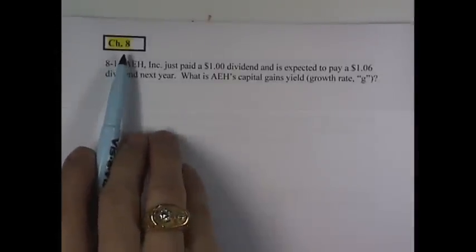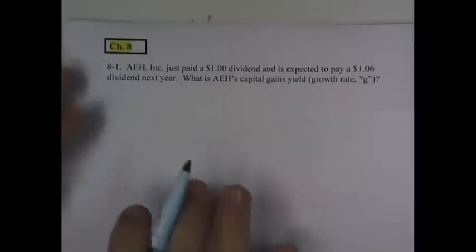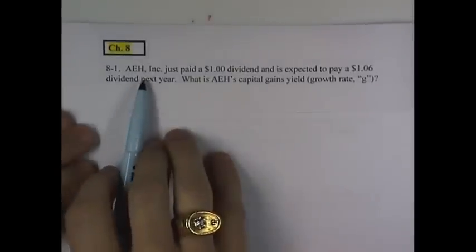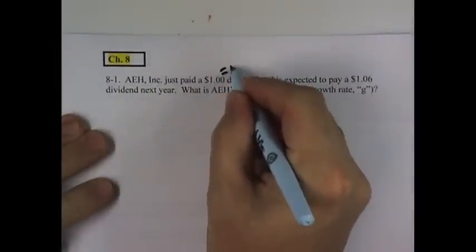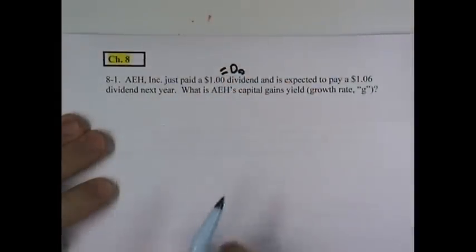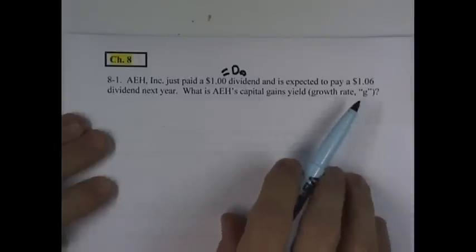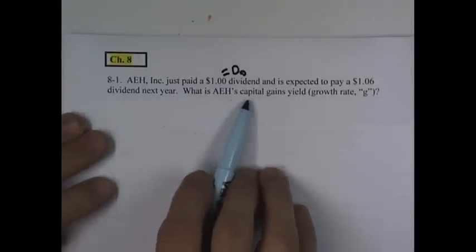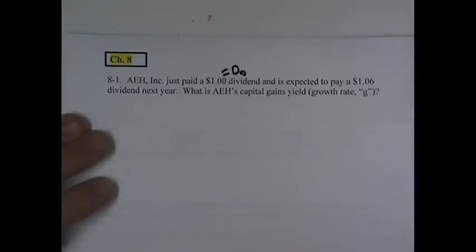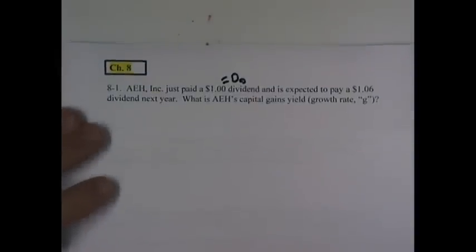Let's go over the supplemental homework problems for Chapter 8. 8.1 says that AEH Incorporated just paid a $1 dividend, so we call that D0, dividend just paid, and is expected to pay $1.06 dividend next year. What is AEH's capital gains yield, which is also the dividend growth rate?